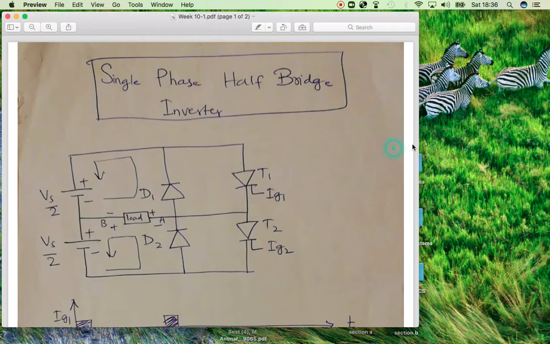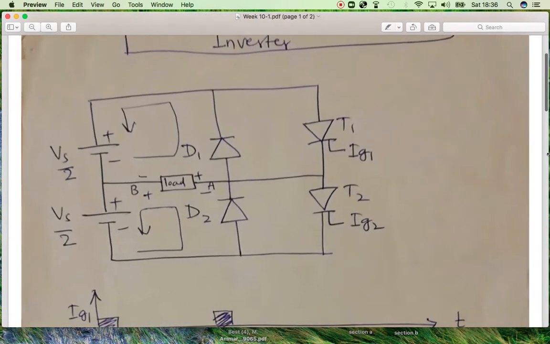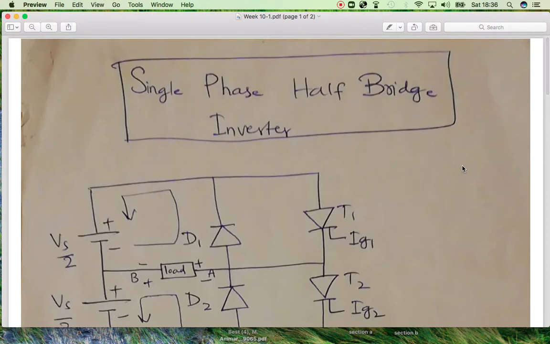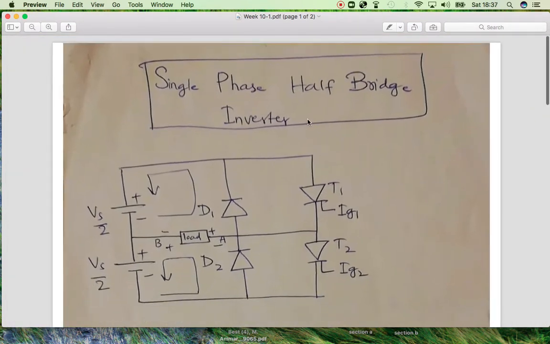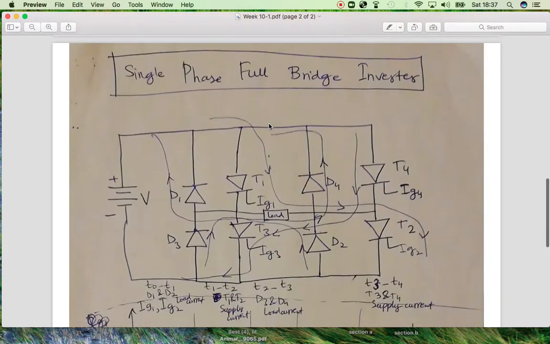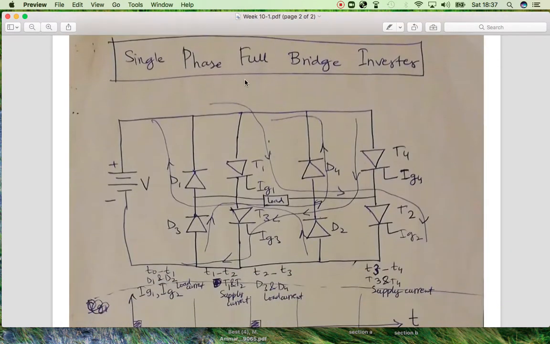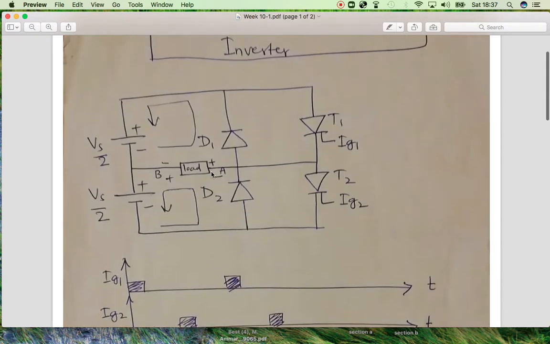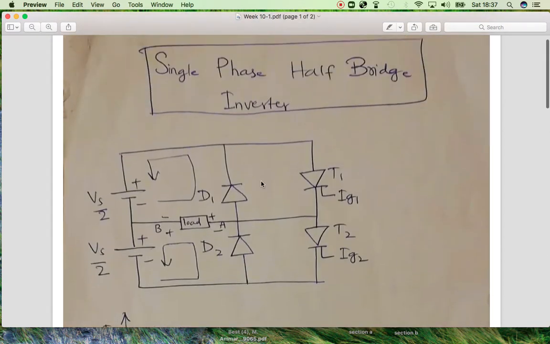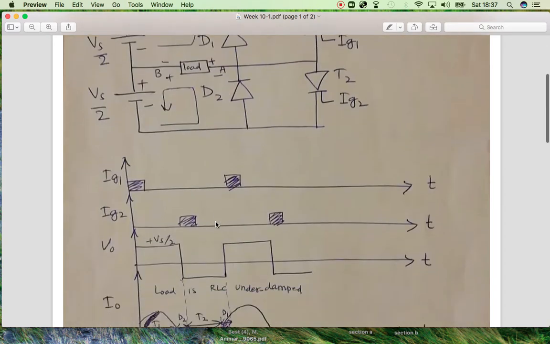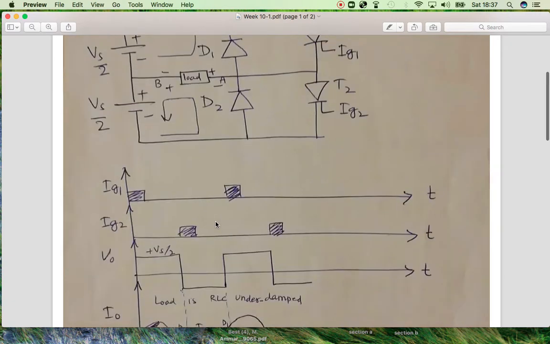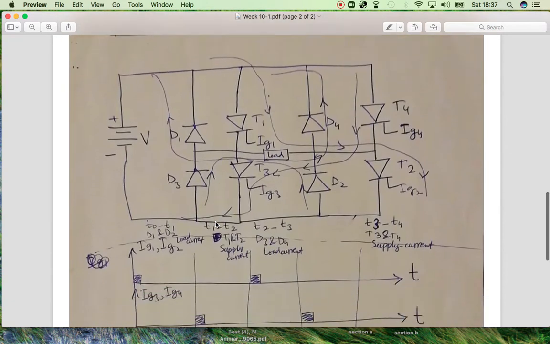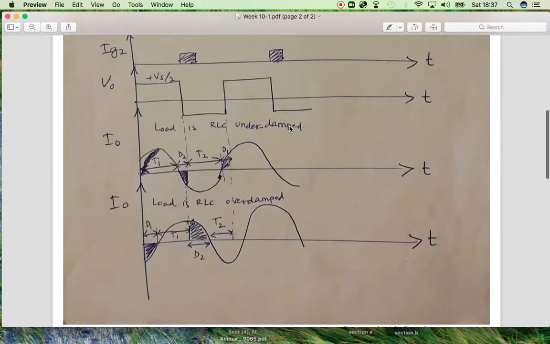Hi, in this lecture I will be focusing on the single phase half bridge inverter and the single phase full bridge inverter, and I will discuss their operations from their circuit diagrams, and I will also discuss the waveforms of both these inverters.